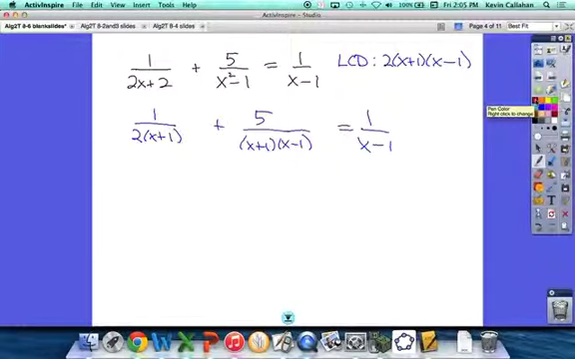Okay, so factor the denominators. What does it say to do? Factor the denominators, find the LCD. We did that. Now what? Multiply, right? So I'm going to multiply by the LCD, 2x plus 1, x plus 1, x minus 1, each term. Multiply both sides, which means every term, by the same thing. That's just basic algebra. Whatever you do to one side, you've got to do to the other.